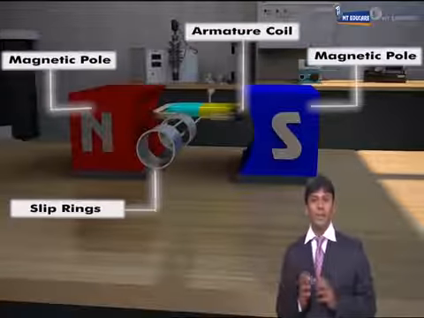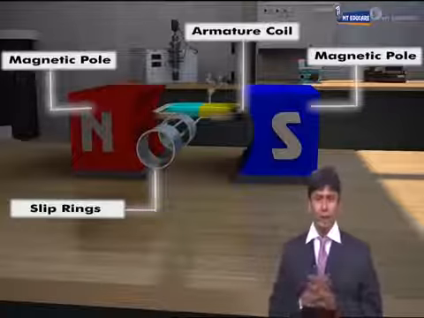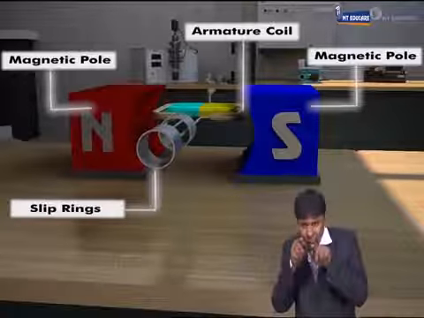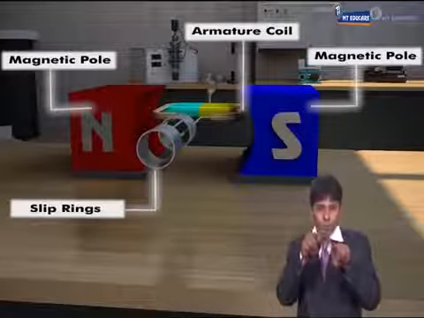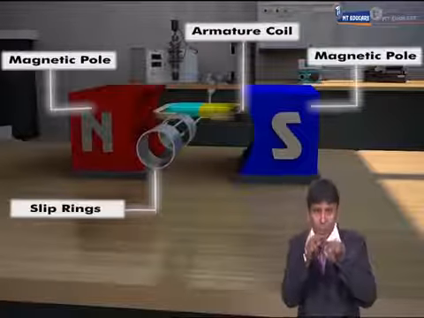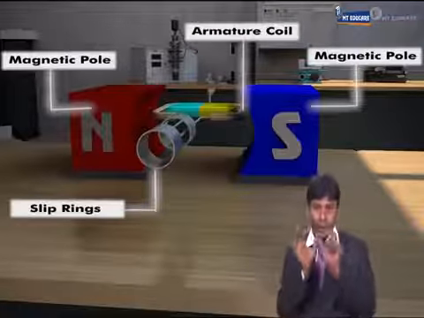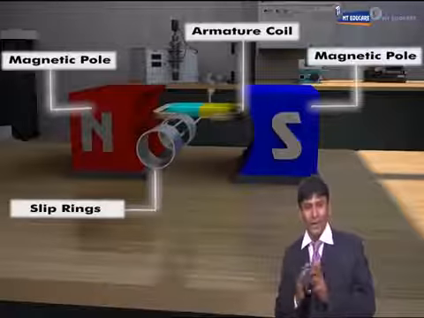This part is called slip ring. It plays a very important role. Inside the slip ring are two wires, and these wires can slip through these particular rings, and that is why these rings are called slip rings.